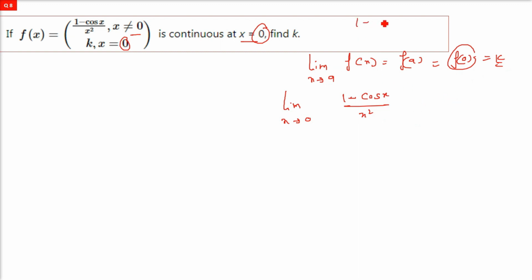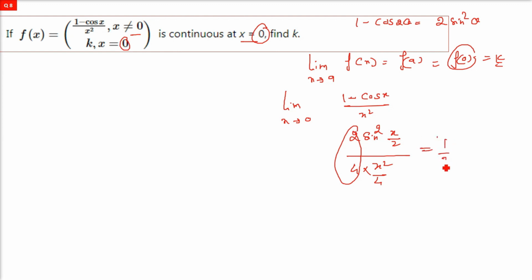1 minus cos theta is what? Actually, 1 minus cos 2 theta is 2 sin square theta. But since we have this 1 minus cos theta, we can write it as 2 sin square x by 2. In the denominator you already have x square, which you want. But we need 4 in the denominator, so we multiplied the 4 also. So I am just taking this 2 by 4, which is half, outside.